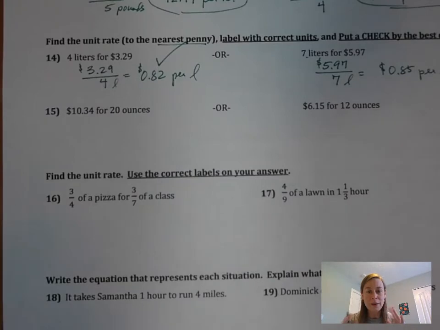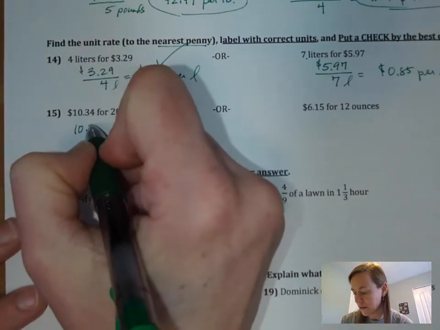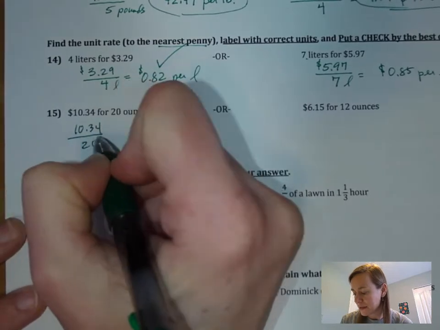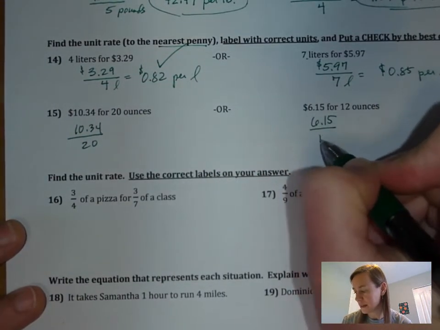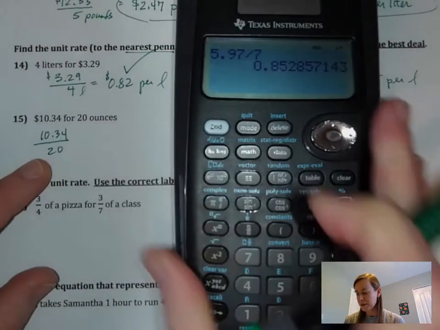We have more money stuff. So again, money's going to go on top. Let's set this up really quick. 10.34 for 20 ounces. And then over here, it'll be 6.15 for 12 ounces. Let's divide really quick.